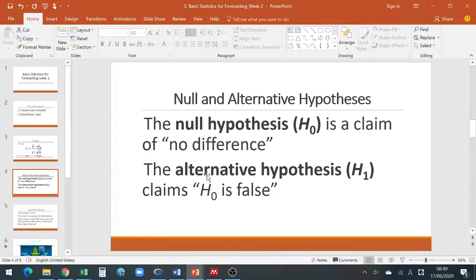Then this is a hypothesis. So we have a null hypothesis. That means there's no difference. For example, there's no difference between people in Bangkok and the people in Chiang Mai. The alternative hypothesis is that the null hypothesis is false. So that means people in Bangkok are not the same as people in Chiang Mai.